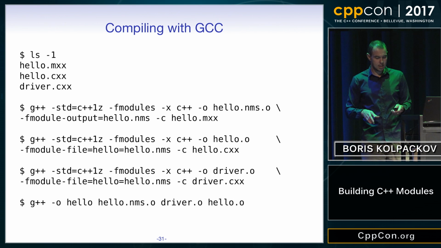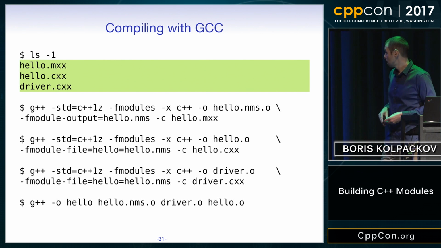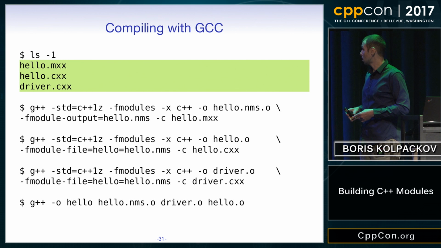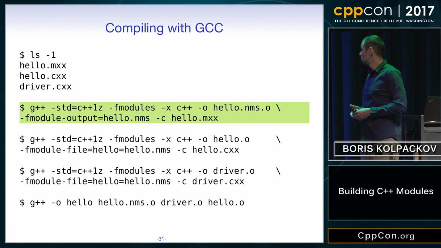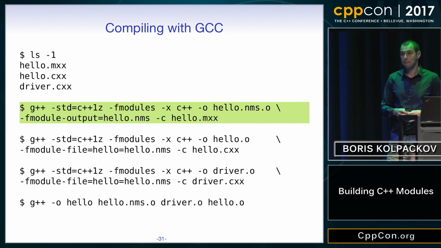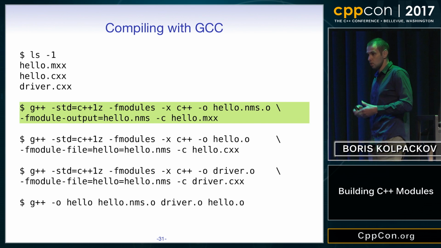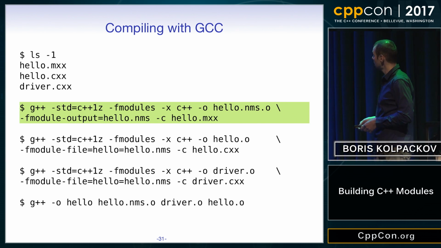So let's start with GCC. Just to recap, we have 3 files: interface unit, implementation unit, and a consumer. The first thing we do, we compile the interface unit to produce the binary module interface, BMI. Here in GCC, it has the module extension for the time being, might still change. So here we use the option to specify where to put this binary module interface file. Notice something else. Besides the binary interface file, we also get an object file.